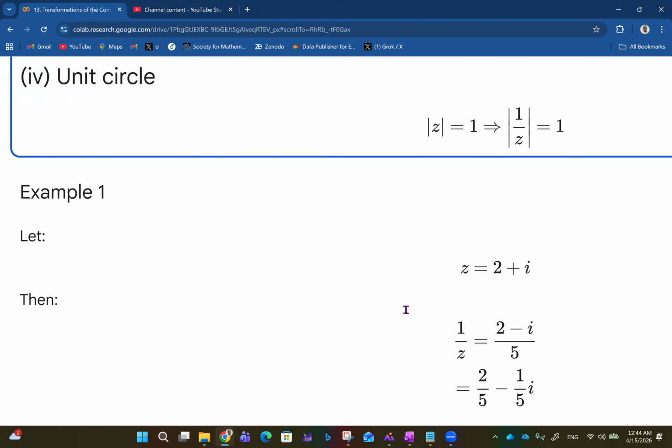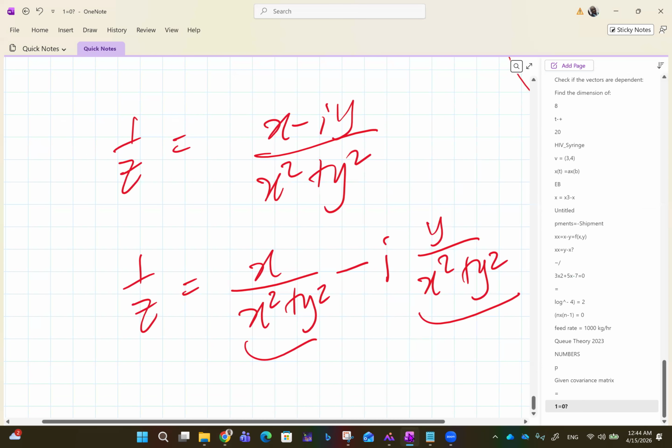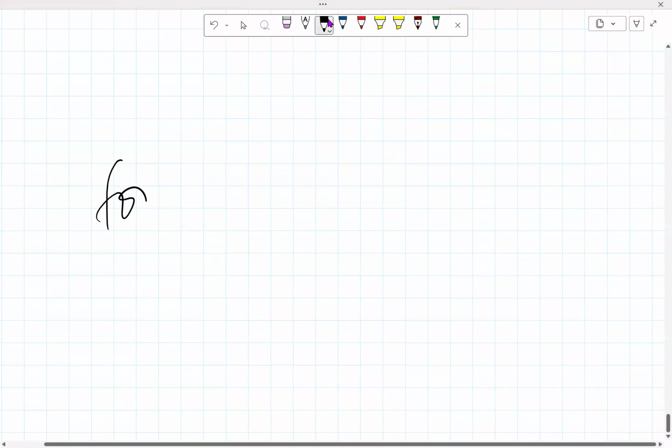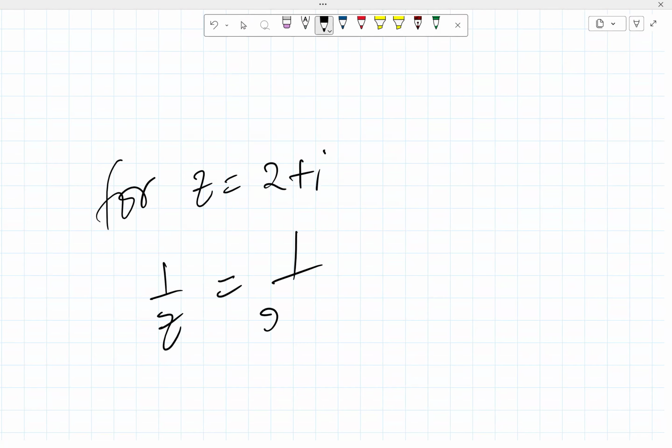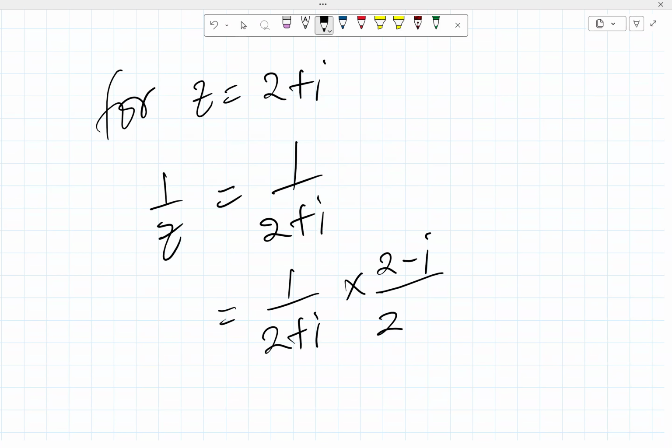Then example 1 here. Let z be 2 plus i. Then 1 over z will be 2 minus i all over 5, that is 2 over 5 minus 1 over 5 i. What we are saying is this: z is 2 plus i. So for z equals 2 plus i, 1 over z is simply 1 over 2 plus i. That means you have 1 over 2 plus i multiplied by 2 minus i, the conjugate of 2 plus i, all over 2 minus i.